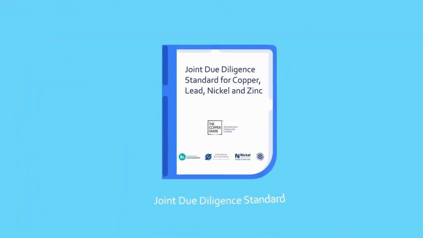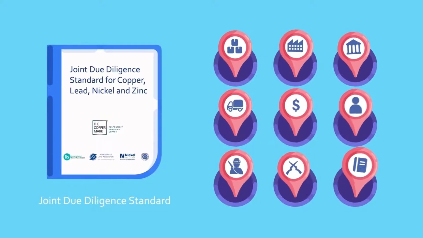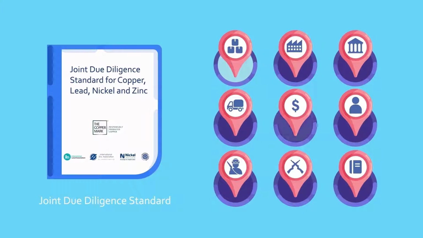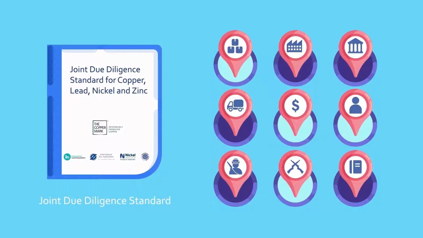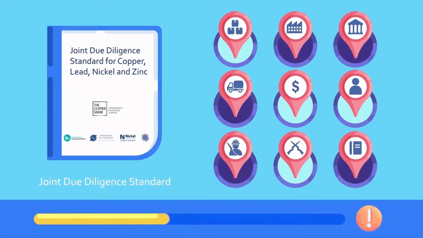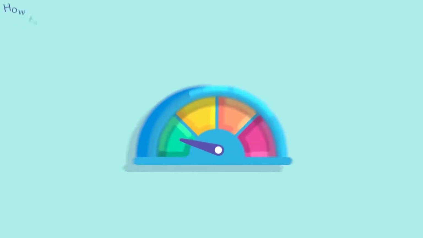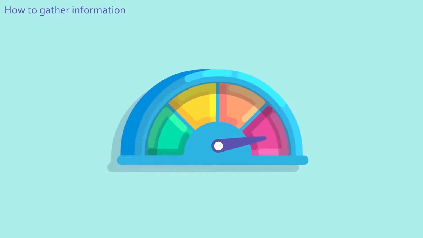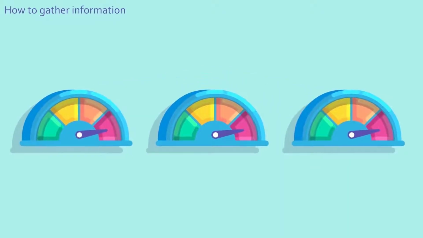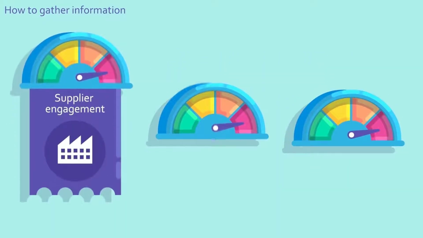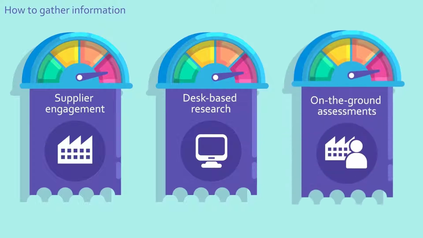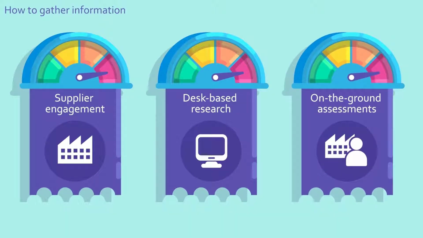Standards like the Joint Standard define the type of information to collect and review, but evaluate for yourself if it's enough. The goal is to assess for risks, not just to check a box. How can you get the information to identify if there really are significant risks? There are 3 ways: supplier engagement, desk-based research, and on-the-ground assessments.